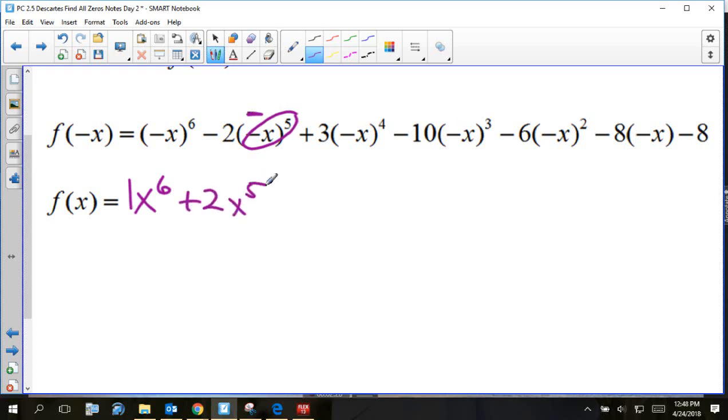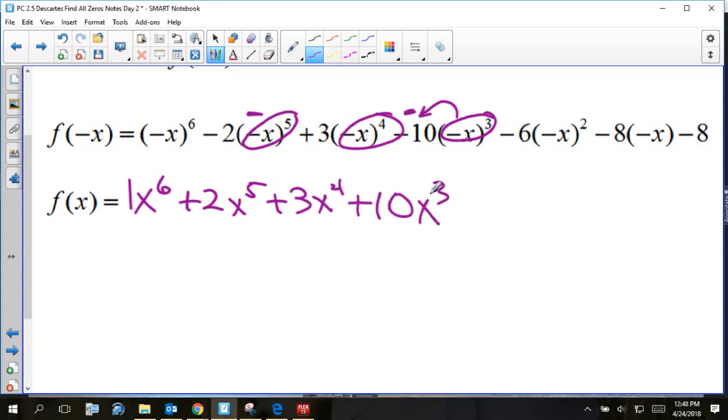So that changes the original. Here, that is positive, so it stays positive: 3x to the 4th. Here we've got a negative, so we're going to multiply that negative with the already negative 10. Plus 10x to the 3rd. Negative x squared is positive, so multiply that, we have negative 6x squared. Here, these are both negative, so plus 8x and then minus 8.